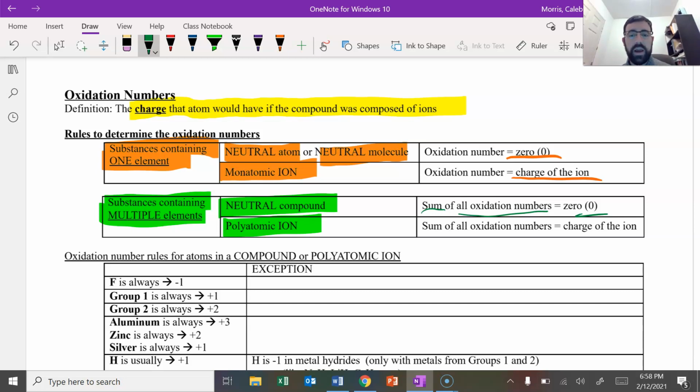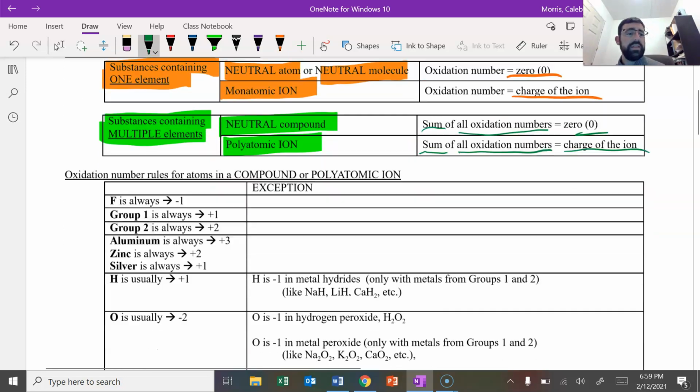If it's a polyatomic ion, the sum of all the oxidation numbers needs to add up to be the charge of the ion. So if we're talking about sulfate, for example, SO4 2-, the sulfur plus 4 oxygens have to add up to have an overall -2 charge. We'll go through examples in a little bit.